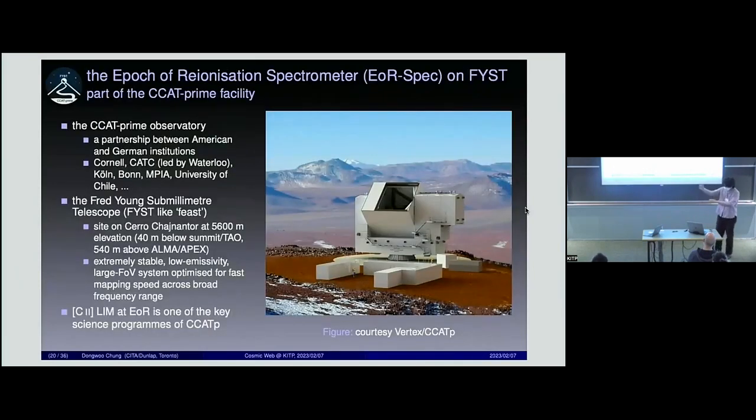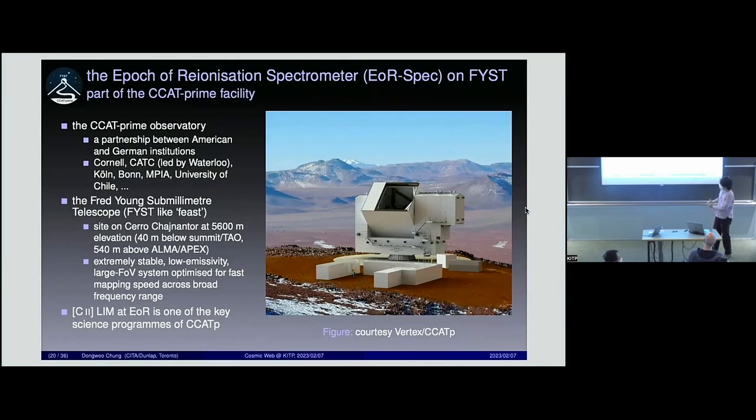Looking a little bit beyond TIME, there's EOR-Spec on FYST, which is part of the CCAT Prime facility. And I think I've got all the acronyms in the right places. I think there are at least two people who can point out if I'm doing anything wrong. This is a sizable partnership between a number of American and German institutions. And the current focus is the construction of the Fred Young Submillimeter Telescope, which is abbreviated as FYST. This is going to be a telescope on a high site on Cerro Chajnantor, very near the summit.